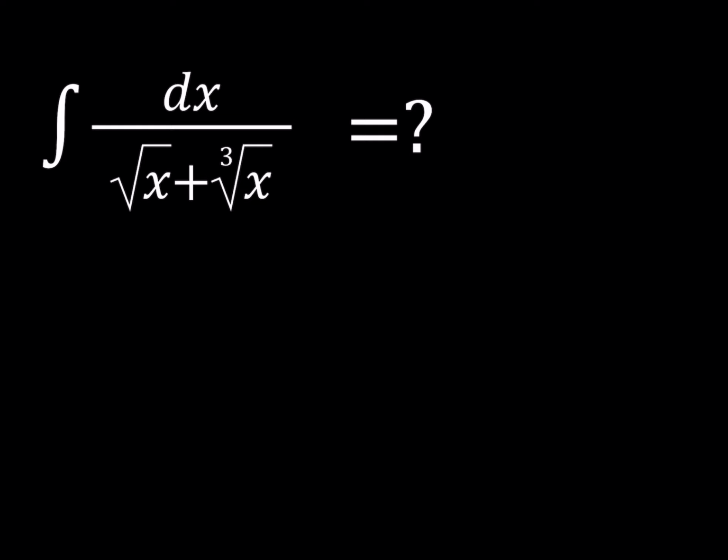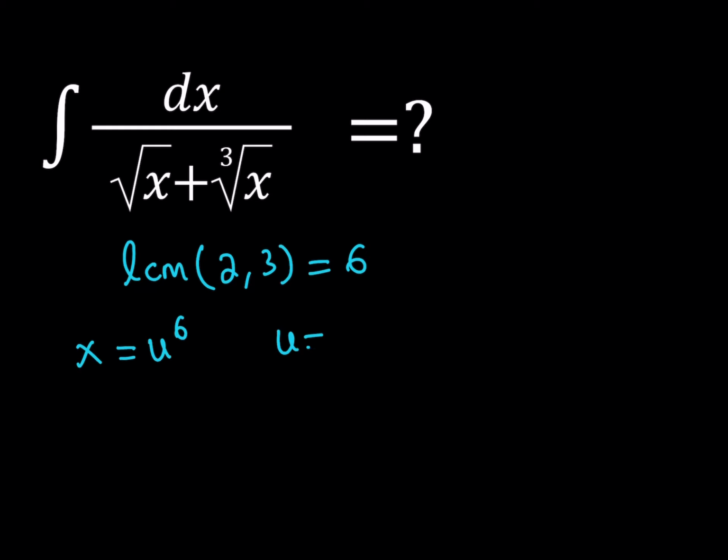And what we're going to do here is consider two radicals. We have the cube root, we have the square root. So I'm thinking about 2 and 3, and I'm thinking about their least common multiple. The least common multiple of 2 and 3 is going to be 6. So I would like to replace x with something like this: x equals u to the power 6. In other words, I'm basically saying that u is equal to the 6th root of x.